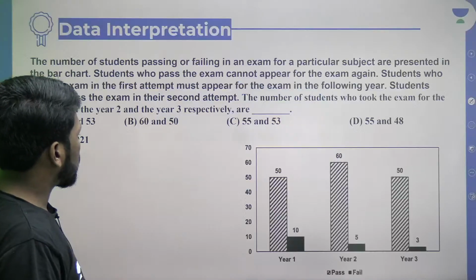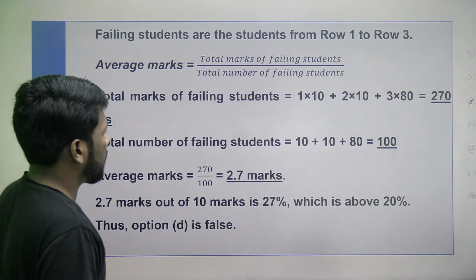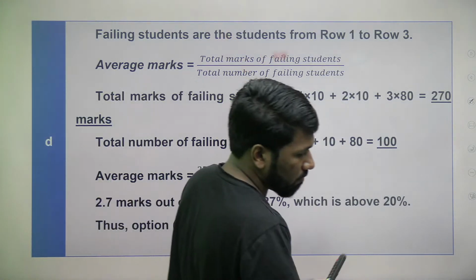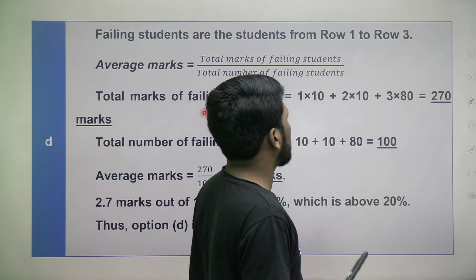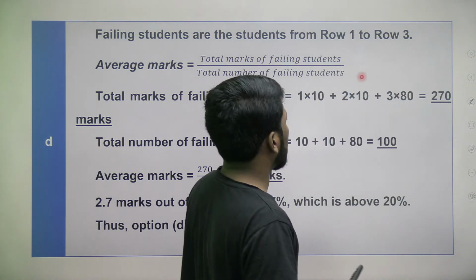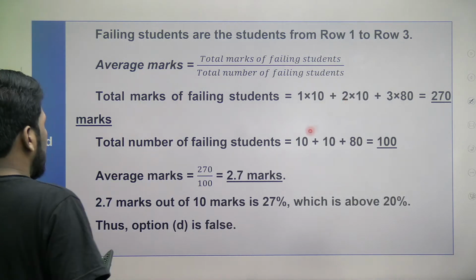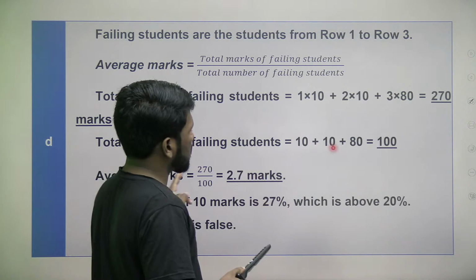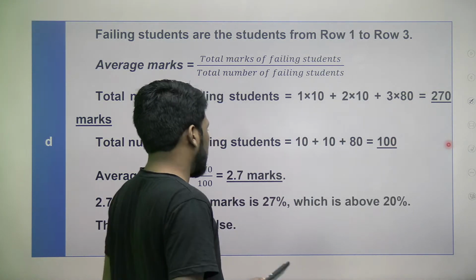So there you have to consider the weighted average itself. Why? Because the weightages are different. 1 mark obtained by 10 people, 2 mark obtained by 10 people, 3 mark obtained by 80 people. So 1 into 10 plus 2 into 10 plus 3 into 80 equals 270. Is that clear? The total number of failing students is 100. So 270 by 100, 2.7 marks.